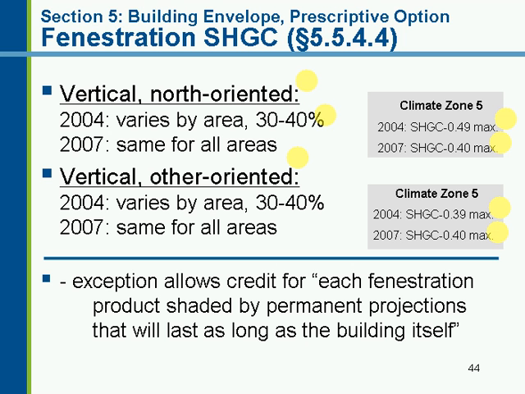So it's going to be roughly the same when it shifts over to 2007 in terms of solar heat gain coefficient. And there is an exception here too. You can take partial credit for overhangs that shade the glass. So you don't need to achieve the solar heat gain coefficient simply within the glass. If you've got a permanent projection that will last as long as the building, you can take some credit for that.